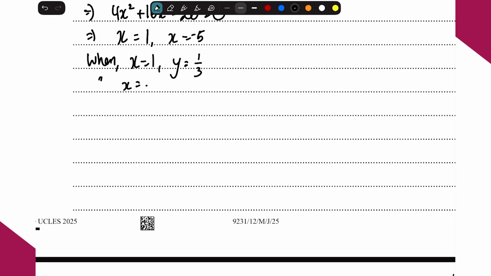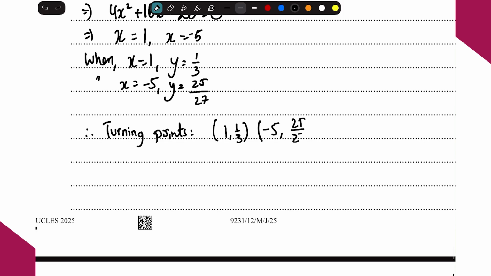When x is minus 5, you're just going to change it to minus 5. y is going to be 25 over 27. So therefore, turning points, or whatever you call it, stationary points, are basically (1, 1/3) and (minus 5, 25/27). So these are going to be your curves.